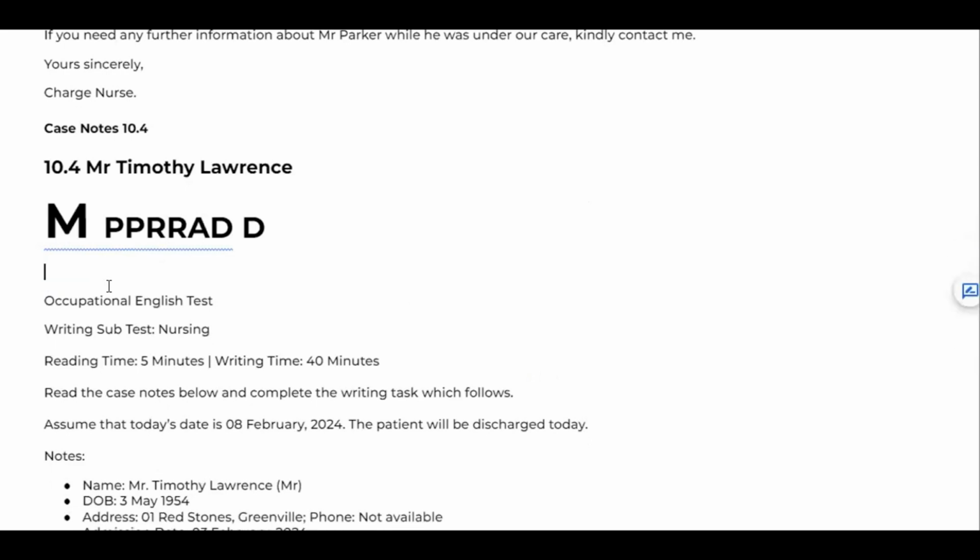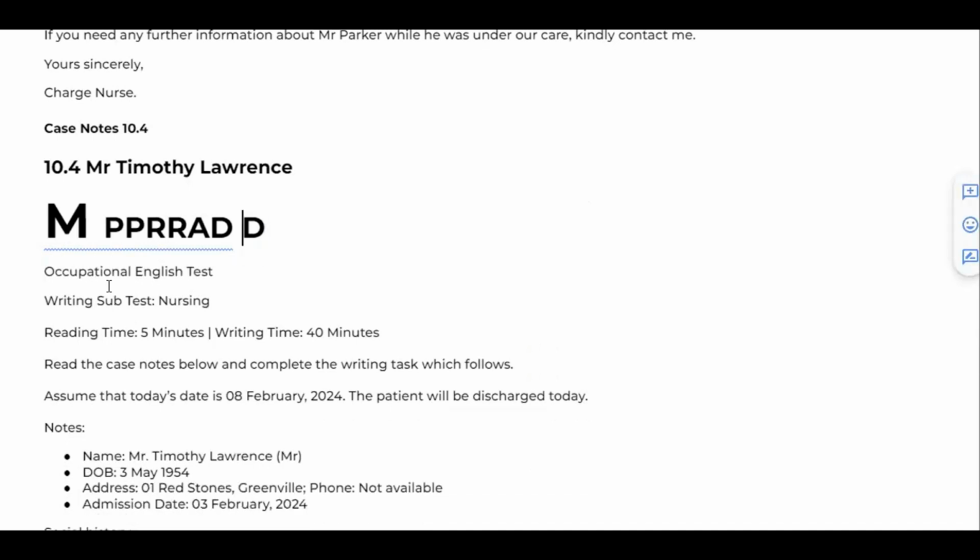So we have got that idea. Sometimes this kind of confusion can come, so be careful about that. So what is the date of writing? You are writing this letter on 8th, right? So we have got all of them. Now we are moving to the next one.